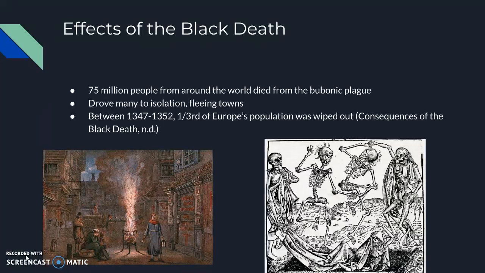Now we're going to talk about the effects of the Black Death. 75 million people from around the world died from the bubonic plague, mainly in Asia and Europe. As you can notice, it drove many people into isolation, fleeing towns. Now, if I was in a town and most people were dying from this mysterious disease, I would leave too, okay? And so as a result, in a 5-year period from 1347 to 1353, a third of Europe's population was wiped out.